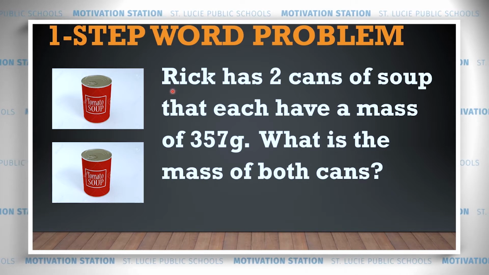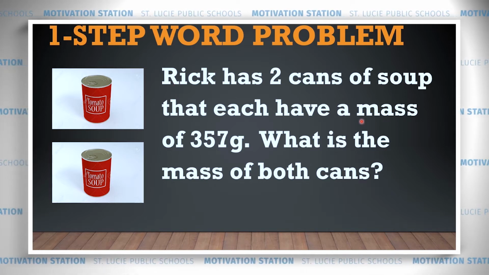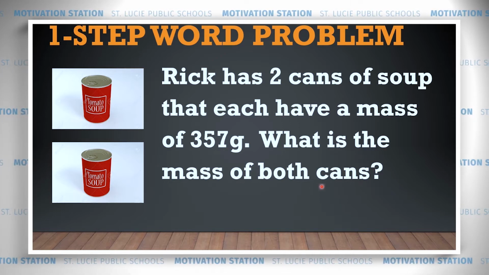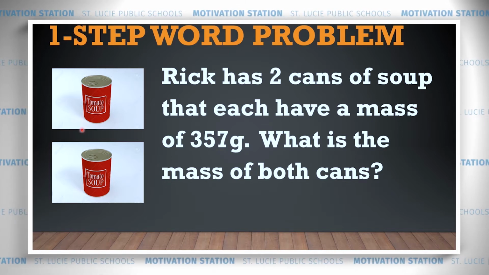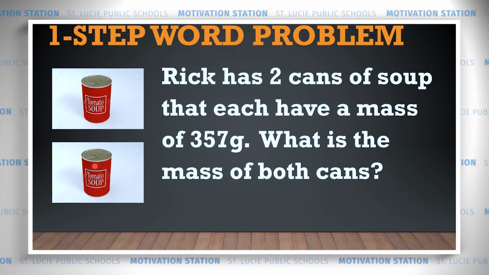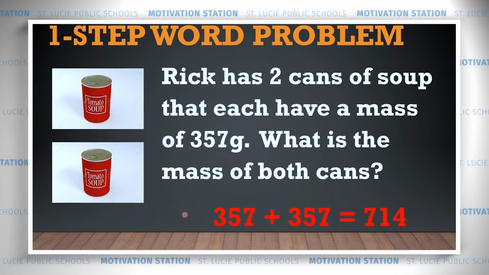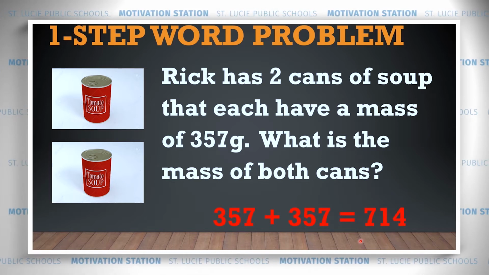Let's read it again. Rick has 2 cans of soup that each have a mass of 357. What is the mass of both cans? Well, I'm putting 2 cans together to find the total mass, so I could add 357 and 357, and I would get 714.